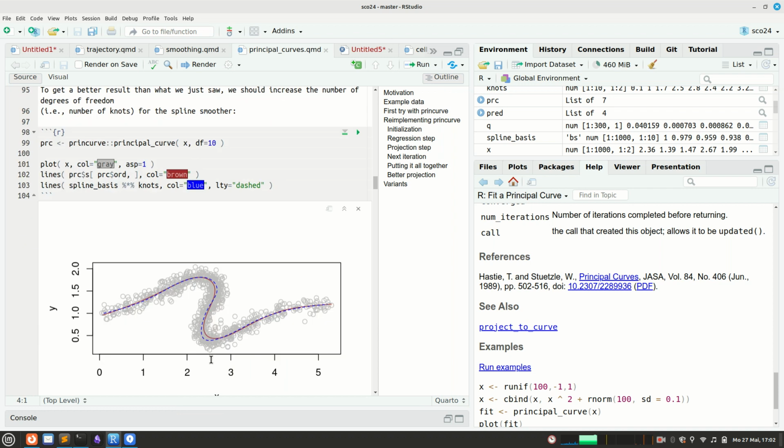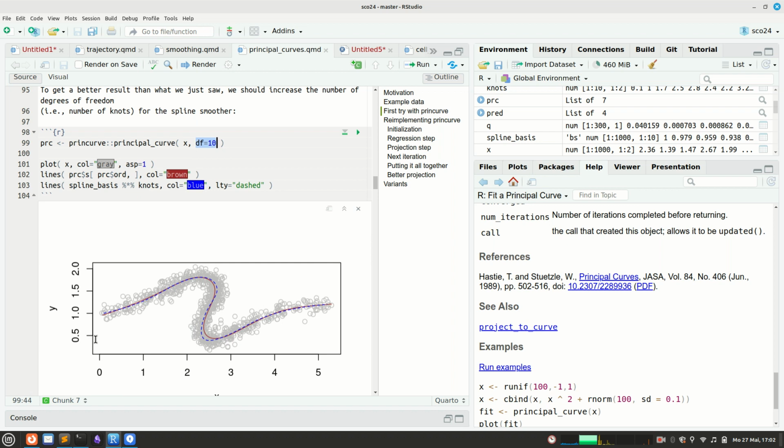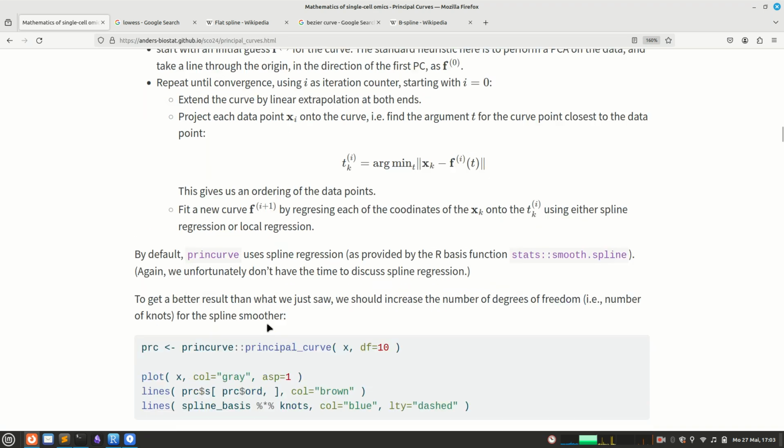Now, what I can do is tell it that I want more degrees of freedom, because internally it does a spline regression, and you'll see in a moment how the spline regression works, and we have to tell it how big the spline basis should be. By default, it tries 3 basis functions. That's way too little. So I tell it to try 10 basis functions. And then the brown curve really nicely follows this dashed line. So how does this work?